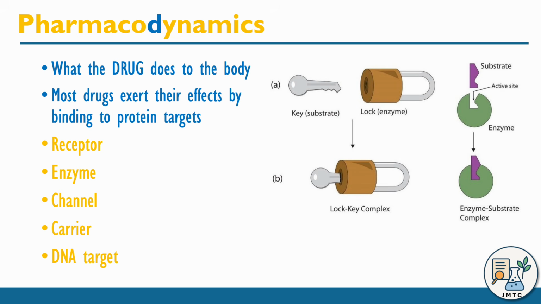So going back to pharmacodynamics, again, what the drug does to the body. But how do the drugs exert their effects in our body? Most of the drugs exert their effects by binding to protein targets. So we need to have proteins. These proteins are our lock. And the drug here is the key.